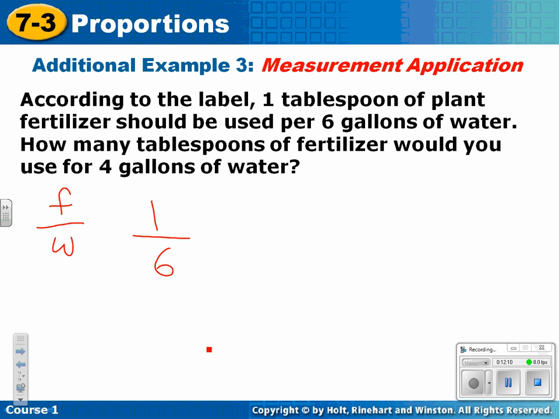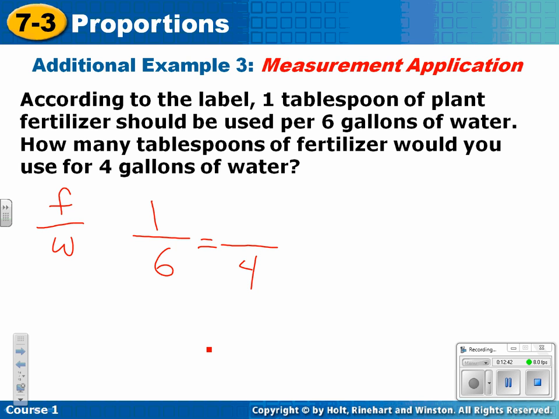And then it says how many tablespoons would you use for 4 gallons of water? Equals, I'm going to have another ratio. Somebody tell me, 4 gallons of water, is that going to go on the top or on the bottom? Because it makes a difference in how we solve it. What do you think? And why would you say it goes on the bottom? Because it's water, and I got to keep water on the bottom or fertilizer on the top.